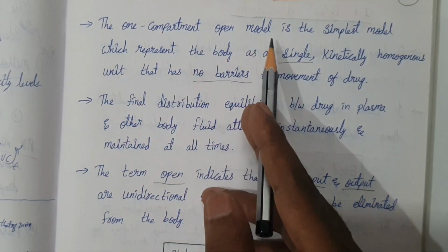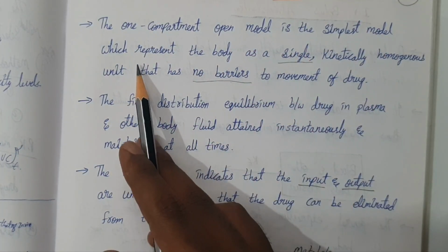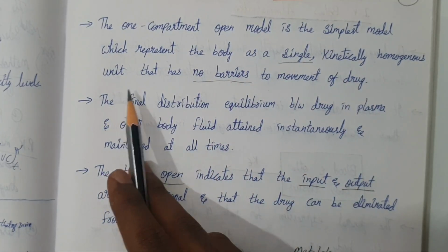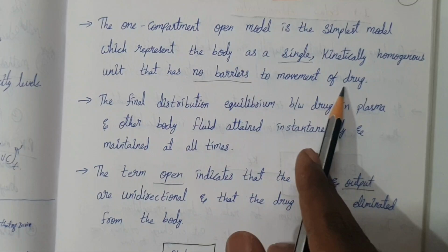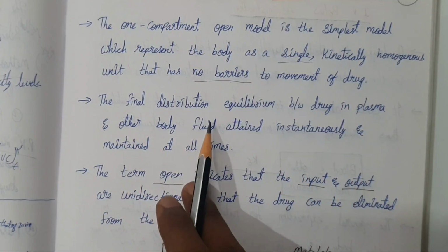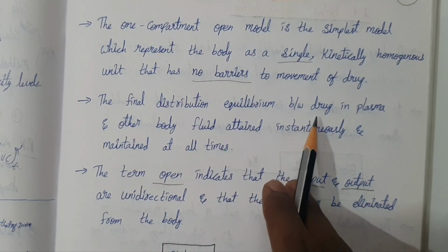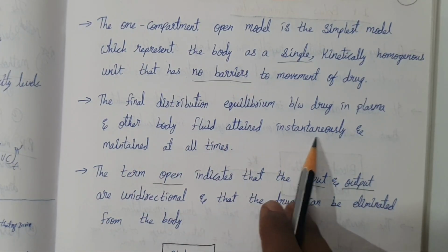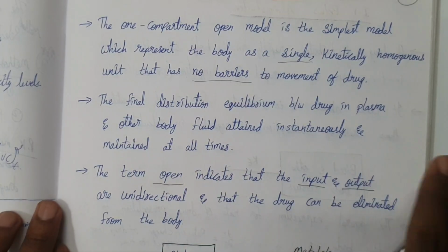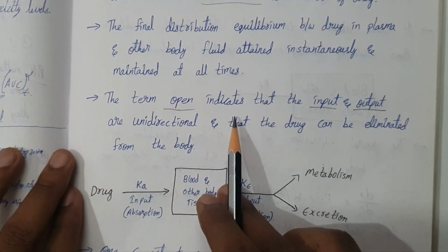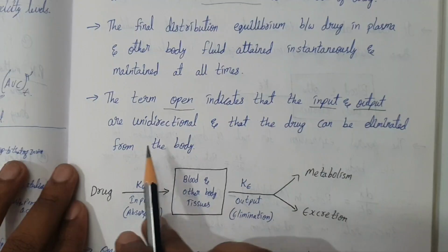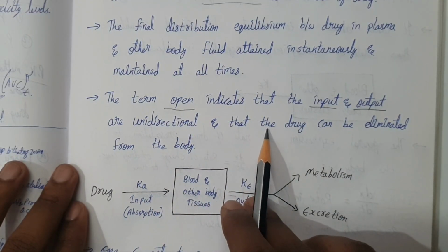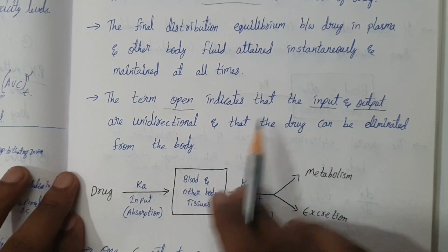The one compartment open model is the simplest model, which represents the body as a single kinetically homogeneous unit that has no barriers to movement of drug. The final distribution equilibrium between drug in plasma and other body fluid is attained instantly and maintained at all times. The term open indicates that the input and output are unidirectional and that the drug can be eliminated from the body.